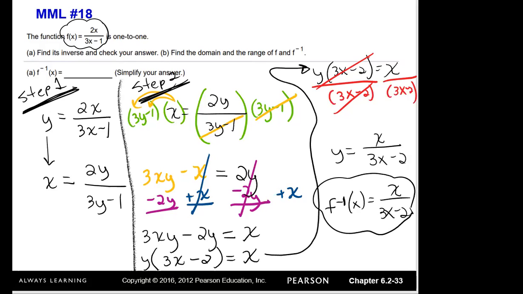And then it says check your answer, but they don't make you actually go through and check it. But if you did the f of negative 1 of x and f negative 1 of f of x, and they both come out to be x, you know you got the right answer. So, but I'm just going to plug it into my math lab, get a positive affirmation, and move on.